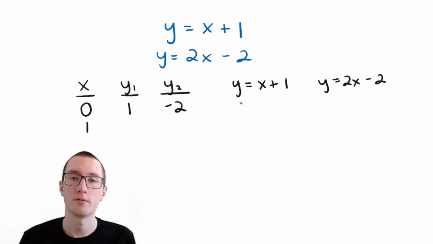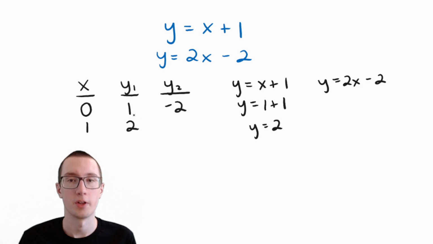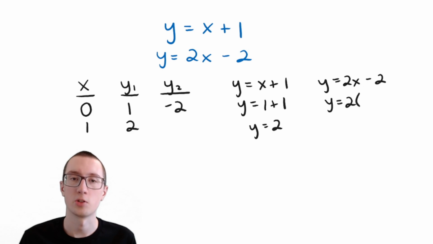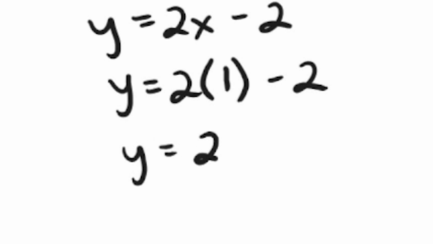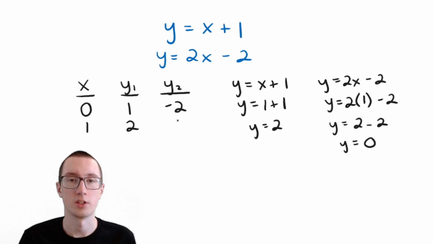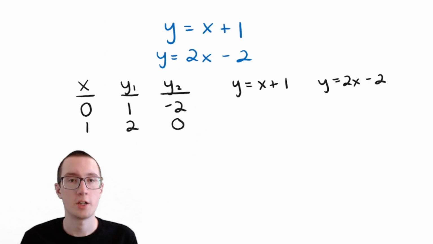So let's go ahead and plug in 1. y equals 1 plus 1. 1 plus 1 is 2. So y is equal to 2. So we're going to go ahead and put in 2 on our line right here. Now let's go ahead and try the other equation. y is equal to 2 times 1 minus 2. Well, 2 times 1 is 2, and then minus 2. And 2 minus 2 is 0. So the second one is going to be 0. So 1 is not correct either.